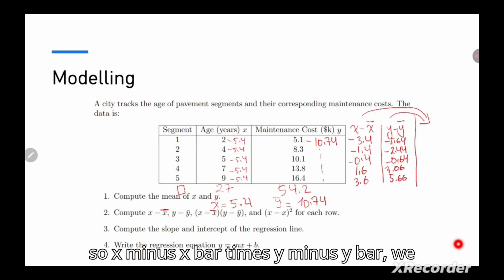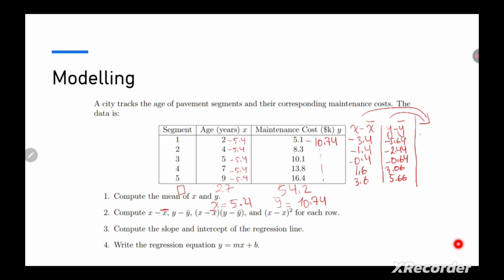So X minus X bar times Y minus Y bar, we get 19.176, and then 3.416, and 0.256, 4.896, and finally 20.376.